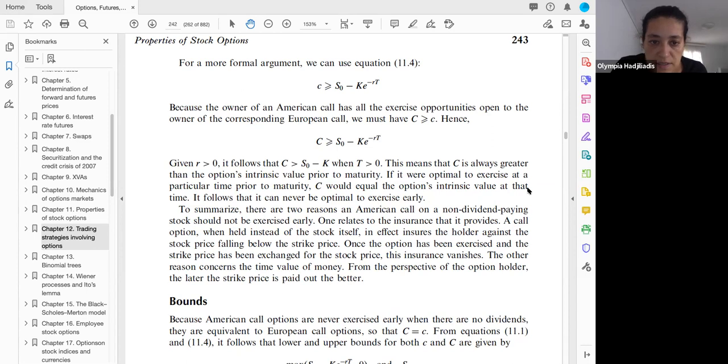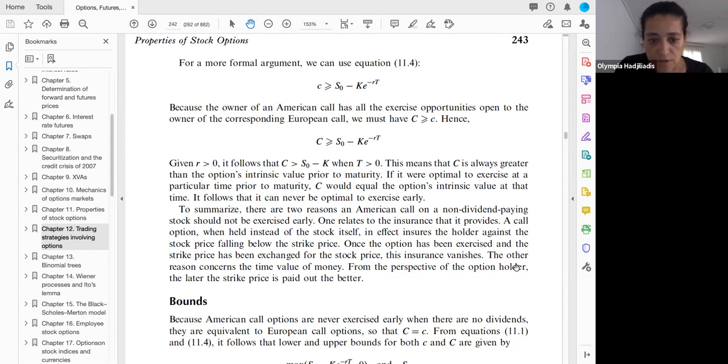Given that r is greater than 0, it follows that the call is in fact greater than S0 minus K. And when T is greater than 0, this means that c is always greater than the option's intrinsic value prior to maturity. If it were optimal to exercise at a particular time prior to maturity, c would equal the option's intrinsic value at that time. It follows that it can never be optimal to exercise early.